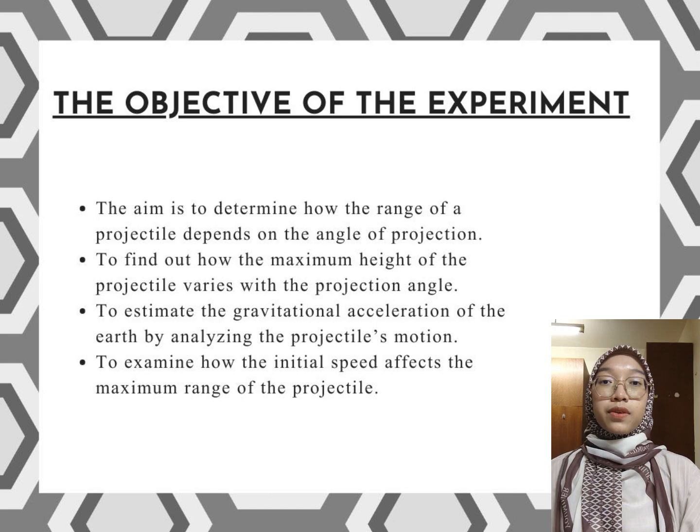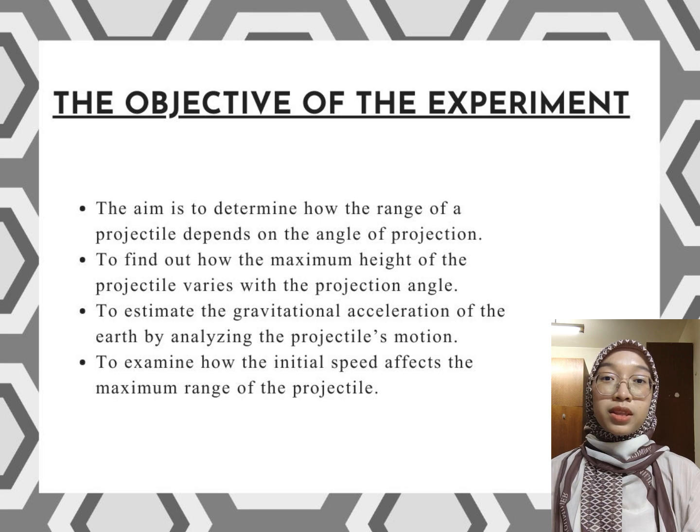Well, the objectives of these experiments are straightforward. First, we aim to determine how the range of a projectile depends on the angle of projection. Second, we want to find out how the maximum height of the projectile varies with the projection angle. Third, we are estimating the gravitational acceleration of the Earth by analyzing the projectile's motion. And last but not least, we are examining how the initial speed affects the maximum range of the projectile.